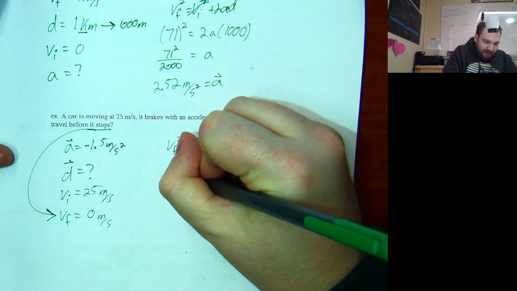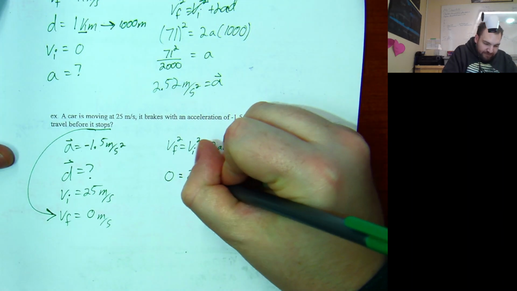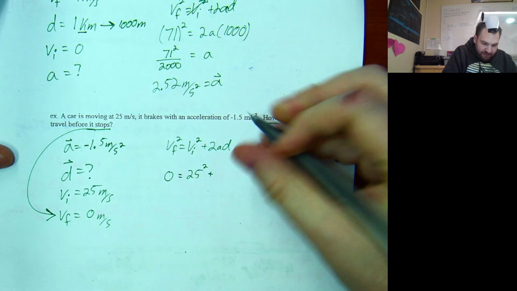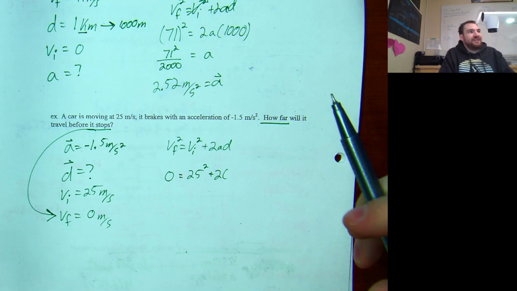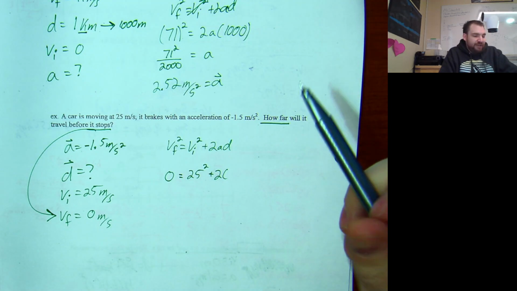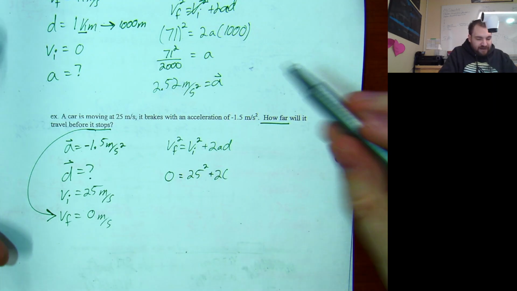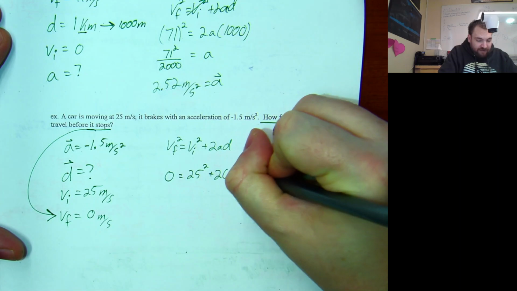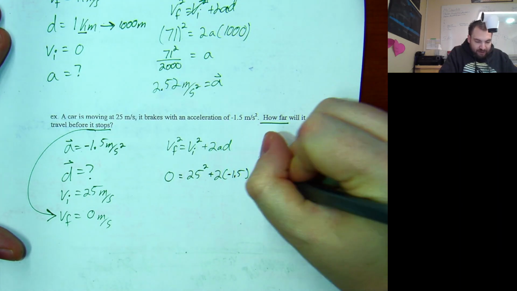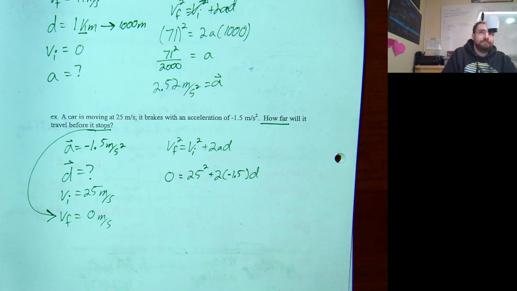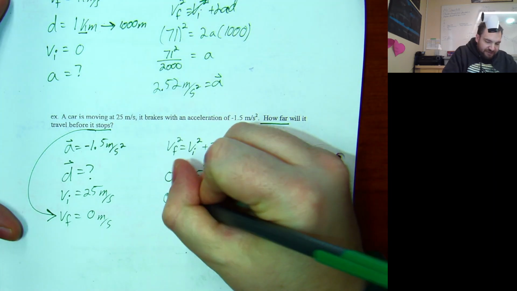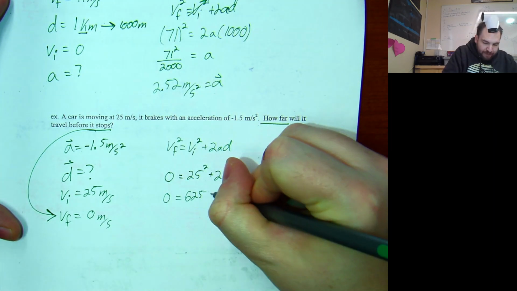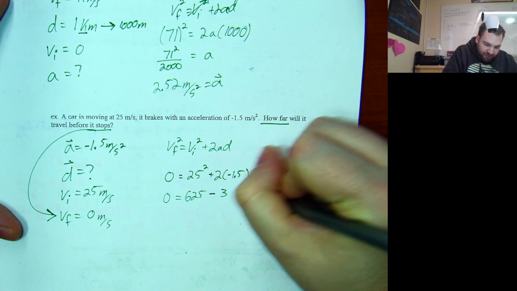So I'm going to get 0 equals, VI is 25, so I'm going to square 25, plus 2. Now, the reason we talk about negatives and positives, we actually have to put those in there when they're attached to the values that were given. If my acceleration is negative 1.5, I have to put it in there as a negative 1.5. And I'm looking for a displacement. So we'll simplify some of these things. 25 squared is 625. So I'm going to get 0 equals 625 minus 3D.